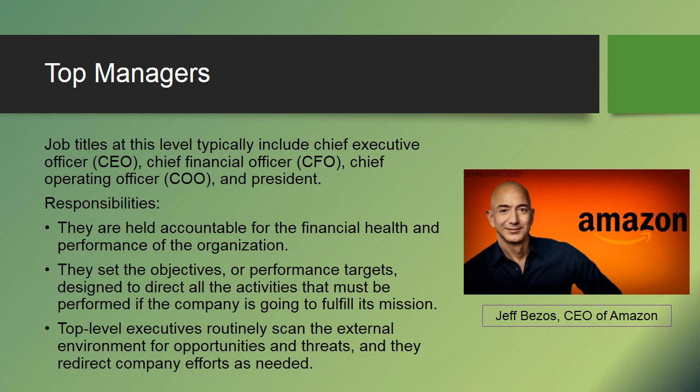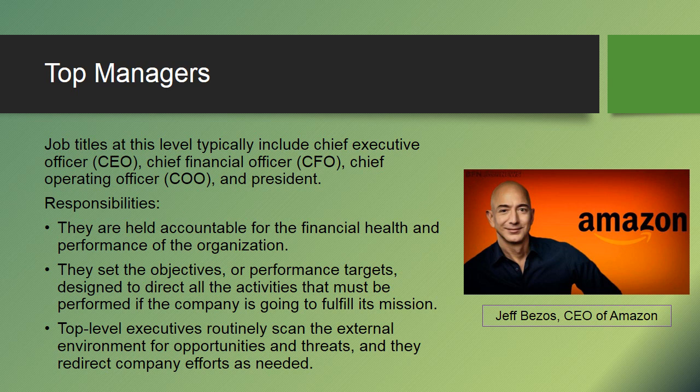So we'll start with the top managers. Over here on the right is Jeff Bezos, the richest man in the world right now. He is the CEO of Amazon, and CEO is a title you see along, and that stands for Chief Executive Officer. You also see a CFO, Chief Financial Officer, Chief Operating Officer, COO, and President. So lots of acronyms. They love acronyms.